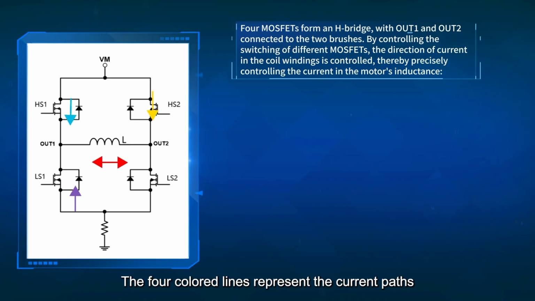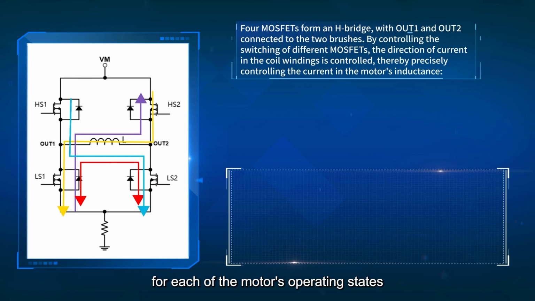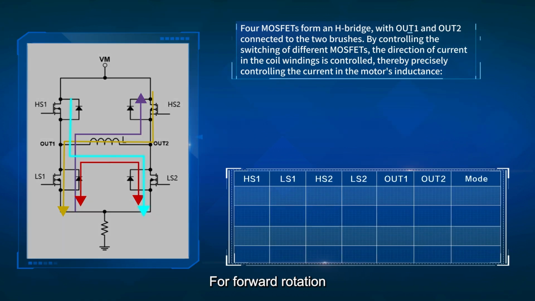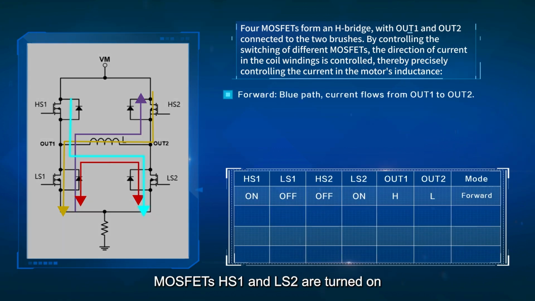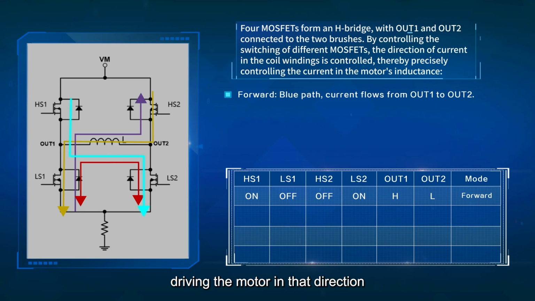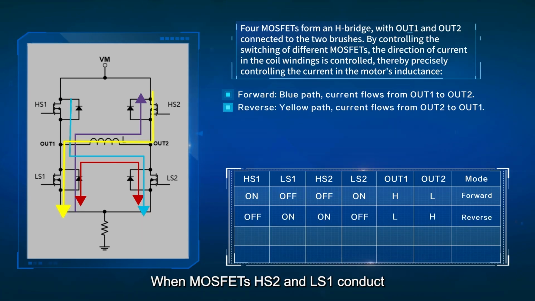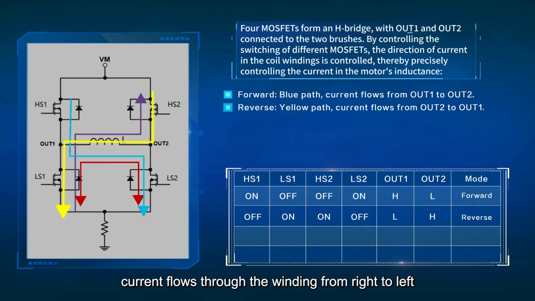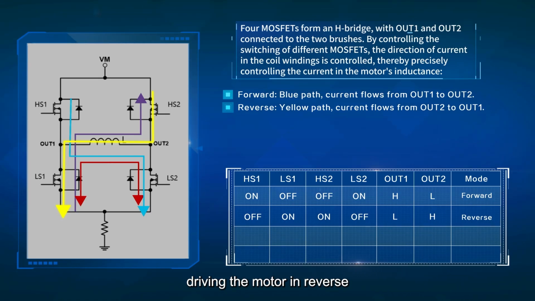The 4 colored lines represent the current paths for each of the motor's operating states. For forward rotation, MOSFETs HS1 and LS2 are turned on, allowing current to flow through winding L from left to right, driving the motor in that direction. When MOSFETs HS2 and LS1 conduct, current flows through the winding from right to left, driving the motor in reverse.